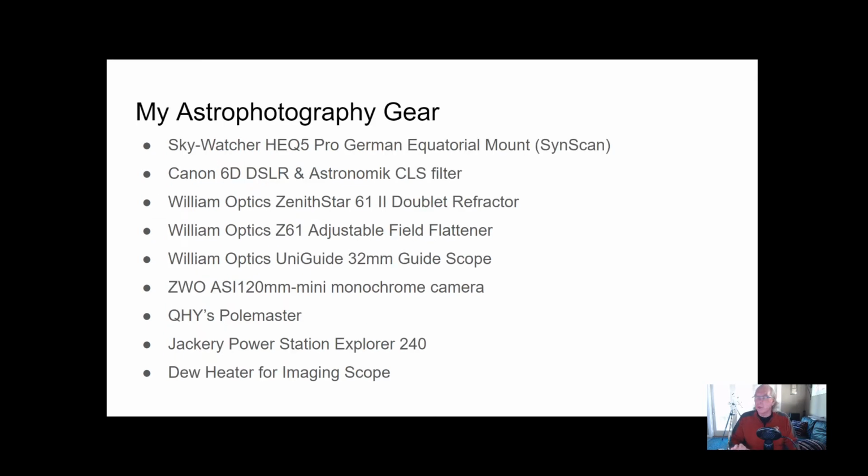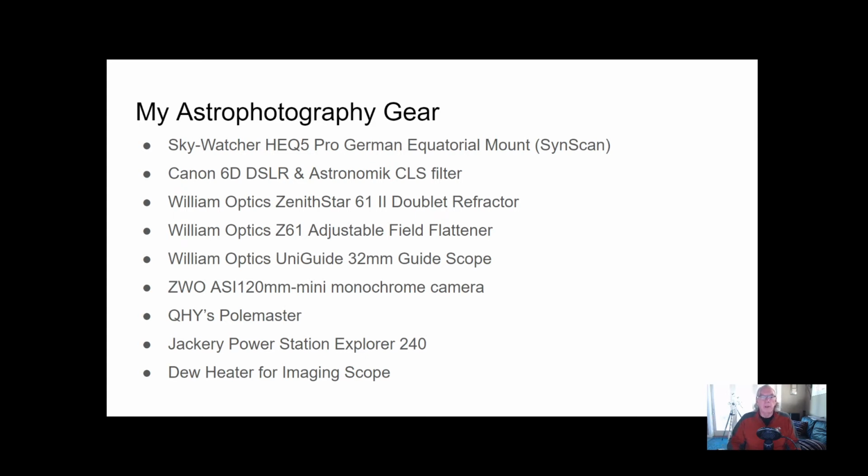So just a quick review of my astrophotography gear. Again, I have the HEQ5 equatorial mount, the Canon 6D DSLR. It's not Astro modified. I'll do a video on that in the future. And then I have the William Optics Zenithstar 61, the William Optics Z61 adjustable field flattener. I have a video on that. I'll put a card in.